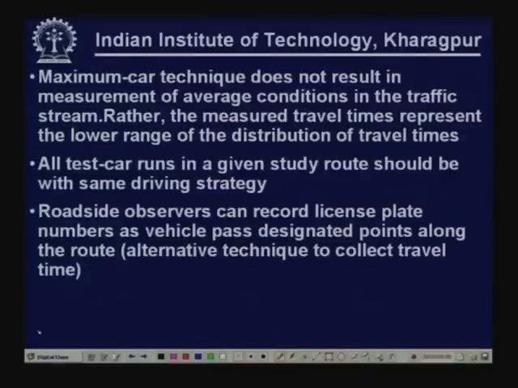Maximum car technique, as I have mentioned already, does not result in measurement of average condition, because in the maximum car technique we are asking the test vehicle driver to drive as fast as possible, keeping the safety condition and the speed limit in mind. So, therefore, it does not give the average condition in the traffic stream; rather the measured travel times represent the lower range of the distribution of travel times. What could be the lower range of distribution of travel time? That indication we can get by following the maximum car technique.